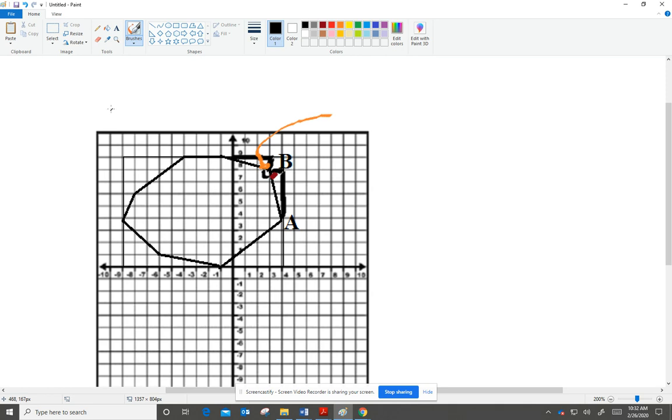So those are the two ways that we'll be able to find the angle measures of our polygon on the coordinate plane. And we should be able to see some kind of a pattern. I can't wait to see what it is. If you have any questions, I'm here.